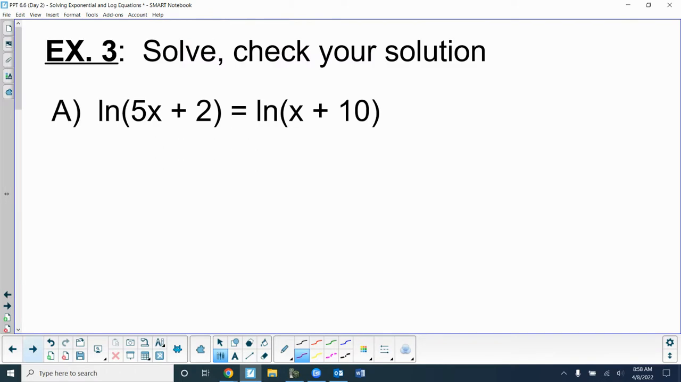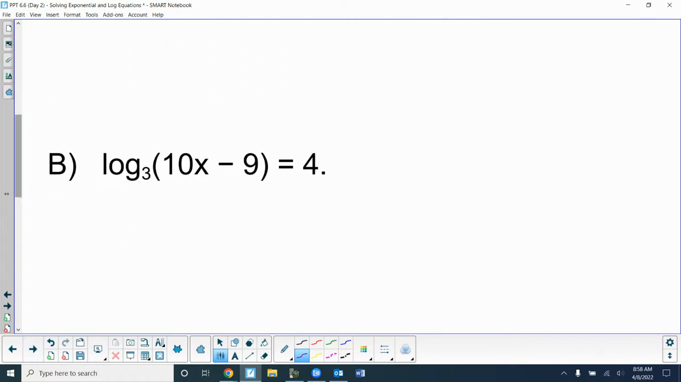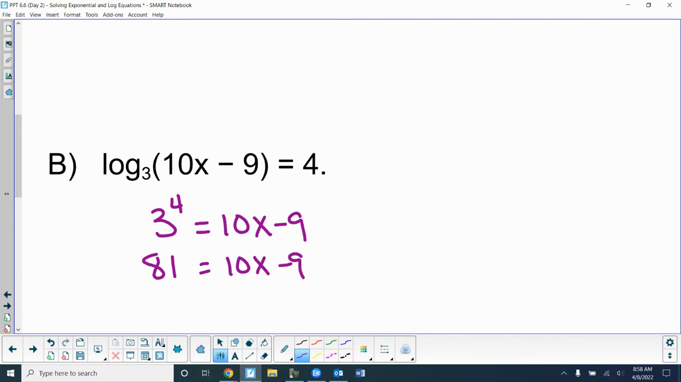All right, what are we going to do here? Just drop the logs, right? We good on that one? All right, we won't go through that one. You guys are good on that one. What about this one? 3 to the 4th equals, then we go from there, right? 3 to the 4th, I think, is 81. So this is going to end up being 9, right? Because I add 9, 90, divide by 10, get 9, right? So those are easy. We got these down?